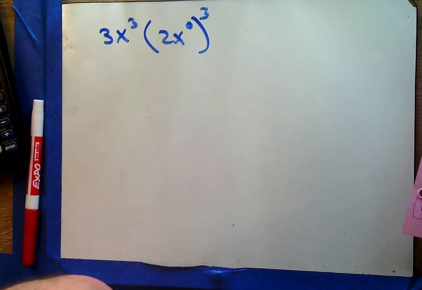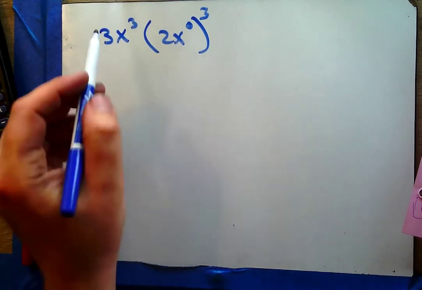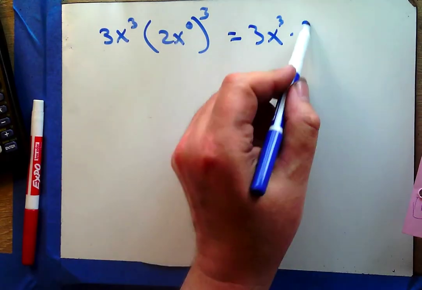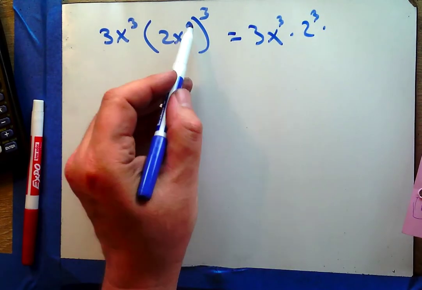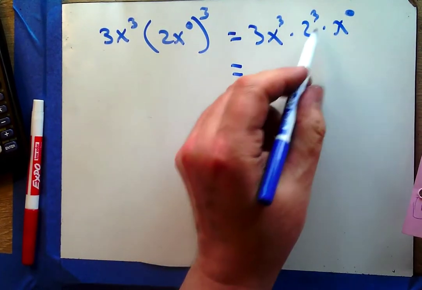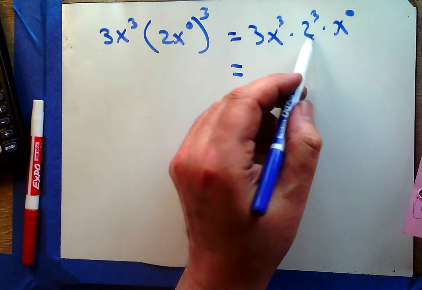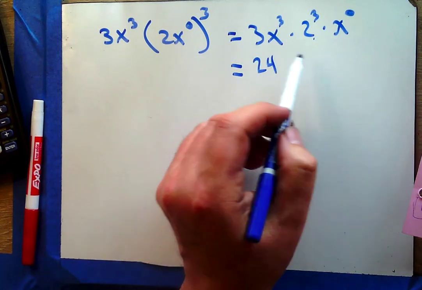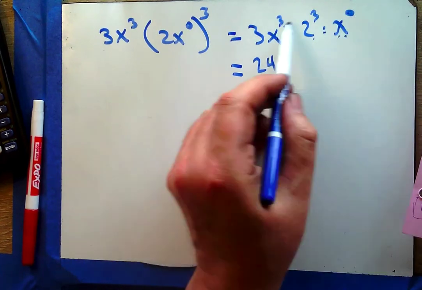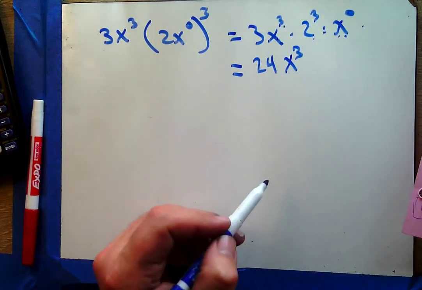5, 4, 3, 2, 1. So I'm going to say that's the same as 3x to the third times 2 to the third times, when I raise a power to a power, I multiply, so I get x to the 0 there. 2 to the third is 2 times 2 times 2, that's 8 times 3 is 24. And then when I'm multiplying and the bases are the same, I can add those exponents, and so I get x to the third there.